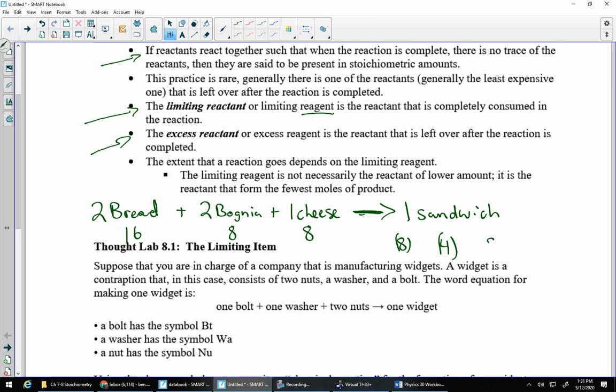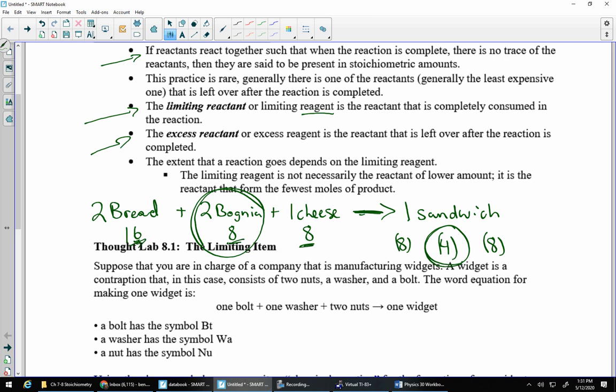That means that we could make a total of 8 sandwiches from our bologna. So which one is our limiting reactant or limiting reagent? Well, it's the one that makes the least. So with the bologna, if I had 8 pieces of bologna, I could only make 4 sandwiches. I'm going to have some leftover bread there, right? So the bread's going to be in excess.